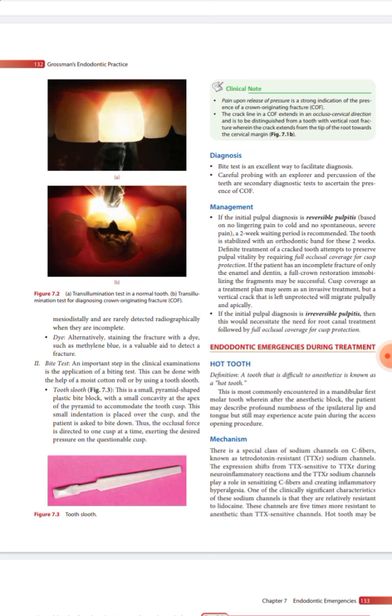Initial pulp diagnosis is reversible pulpitis based on no spontaneous severe pain. A 2 week waiting period is recommended. The tooth is stabilizing.